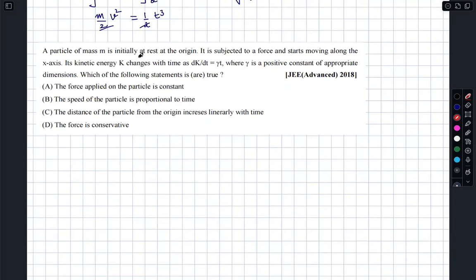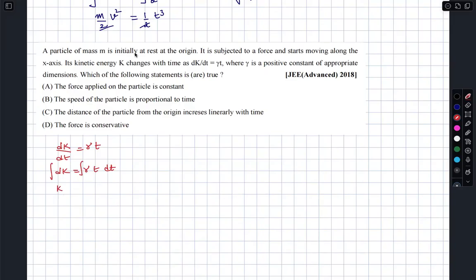A particle of mass m is initially at rest at the origin. It is subjected to a force and starts moving along the x-axis. The rate of change of kinetic energy is given to you. Gamma is positive. Which of the following statements is true? So dK is gamma t dt, and do the integration and you'll get kinetic energy starting from rest.